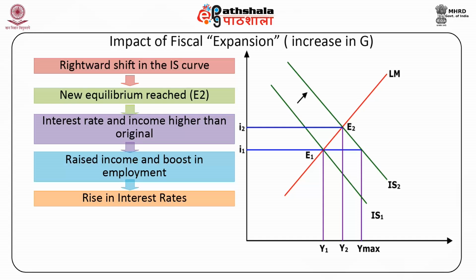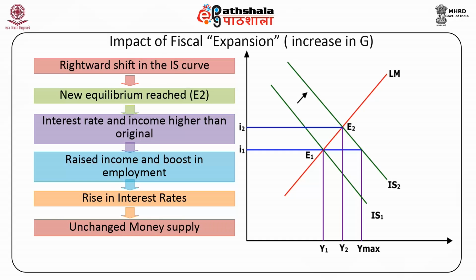an increase in the transactions demand for money with the increase in income of households. While money supply is unchanged, the LM curve does not shift. This increase in the interest rate reduces private investment as investment demand is negatively related to the rate of interest.